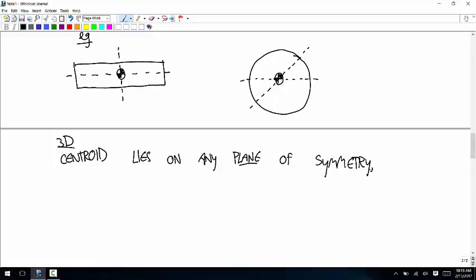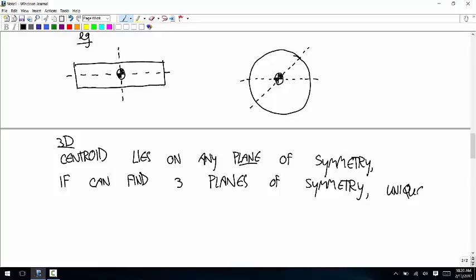And so if you can find, it's not 2 anymore, we have 3 dimensions to specify, but if you can find 3 planes of symmetry, that uniquely specifies the centroid location.